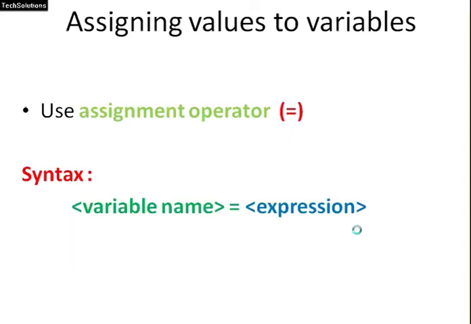Assigning values to variables. You can assign values to variables using the assignment operator. Python variables do not need explicit declaration to reserve memory space. The declaration happens automatically when you assign a value to a variable. The equal sign is used to assign values to the variables. You can see the syntax. The operand to the left of the equal operator is the name of the variable, and the operand to the right of the equal operator is the value stored in that variable.